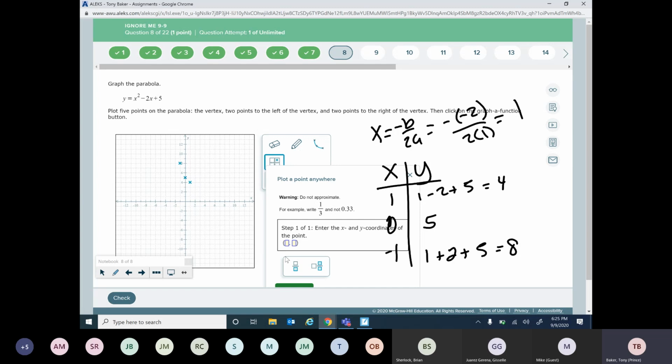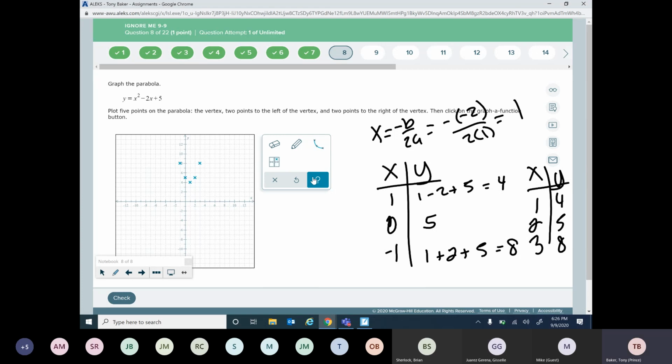Now, I need the ones on the other side as well. Because the axis of symmetry cuts it in half, my other 2 points, if I went the other direction, 1, 2, 3, it's going to be the same ones. It'll be 4, 5, and 8. So plot those 2 points as well. So I have 2, 5. And 3, 8. And then I click the little curve tool and it should make a nice parabola.